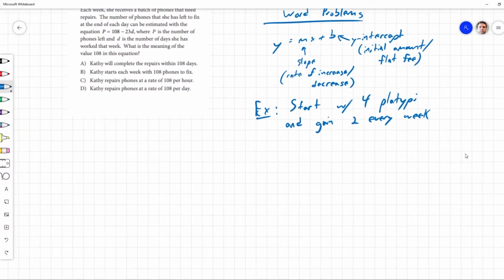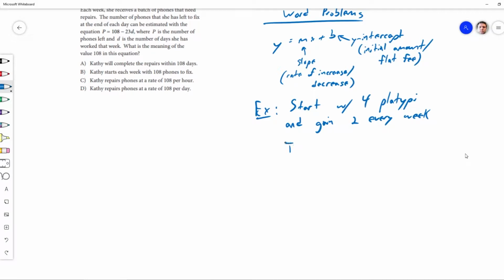So if you think about the way you'd code that into an equation, your total number of platypi would just be the 4 that you start with plus 2 every week. I'll be SAT obnoxious and just code 2 every week as 2w, right? Now watch what happens when I flip the terms around, and then change the variables over to y and x. All of a sudden we have something that's in slope-intercept form.